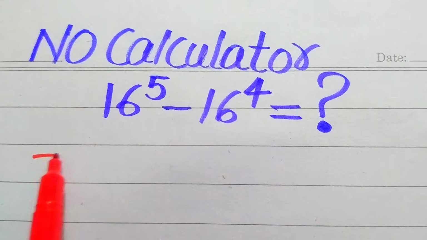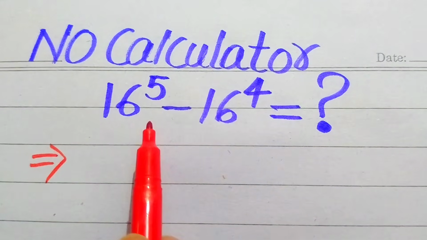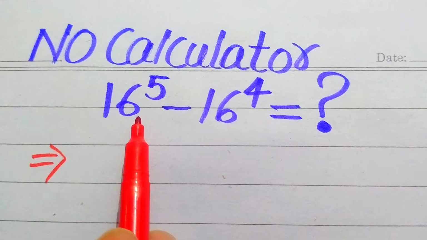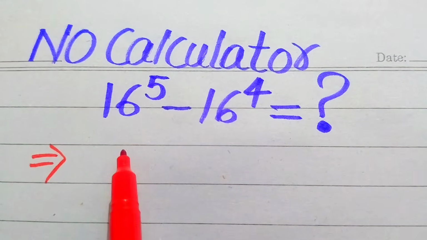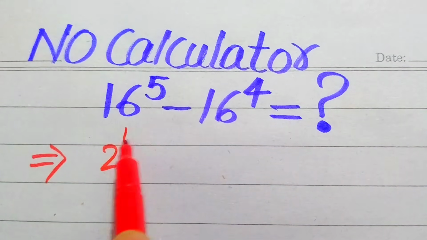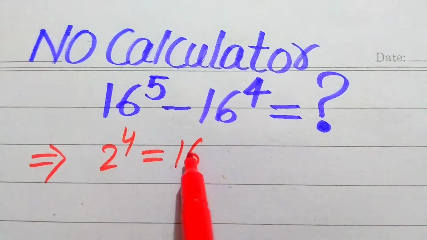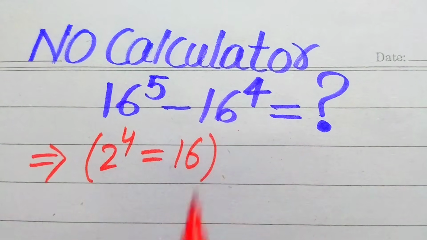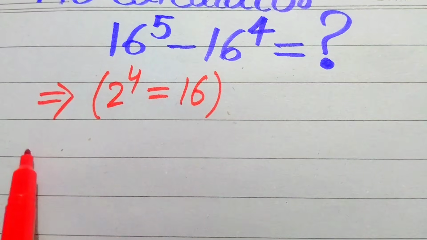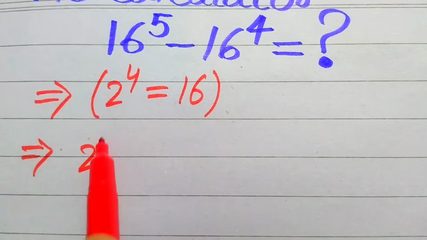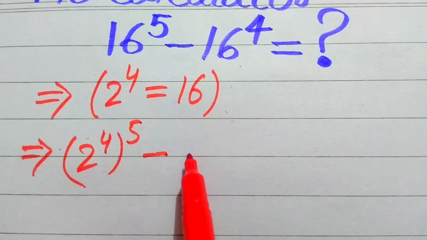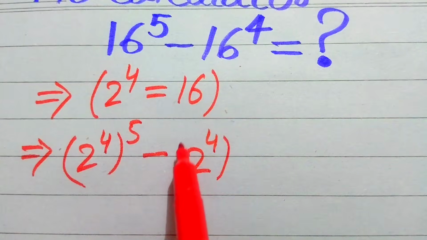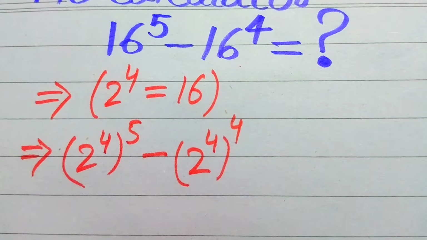First we focus on the base of these terms. This is 16, and we write it as 2 to the power of 4, which is equal to 16. Now we replace both of the bases with 2 to the power of 4, and this is written as 2 to the power of 4 and its whole power 5, minus 2 to the power of 4 and its whole power 4.